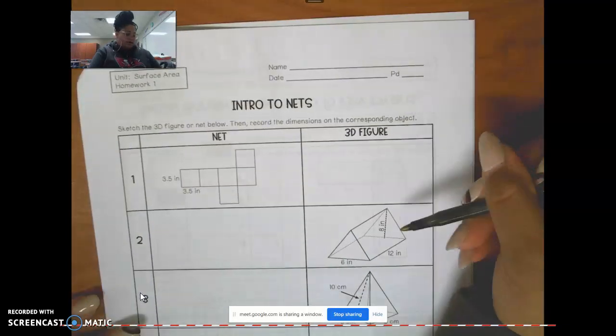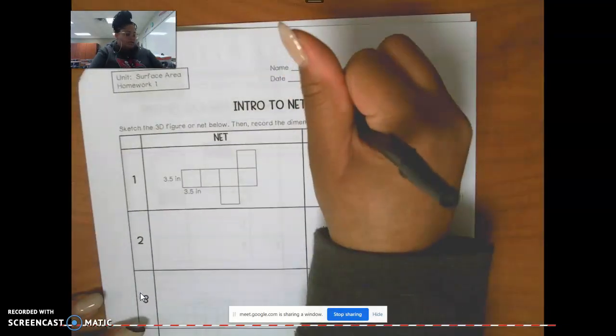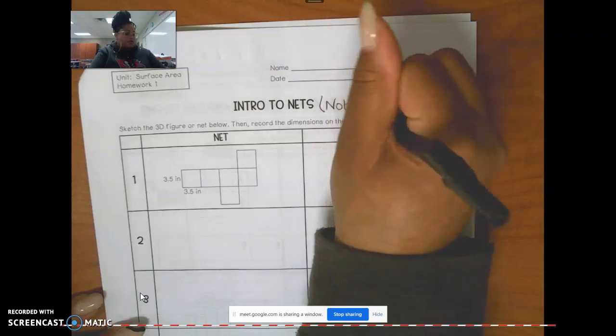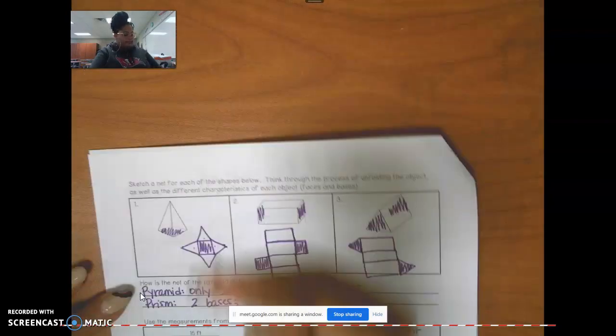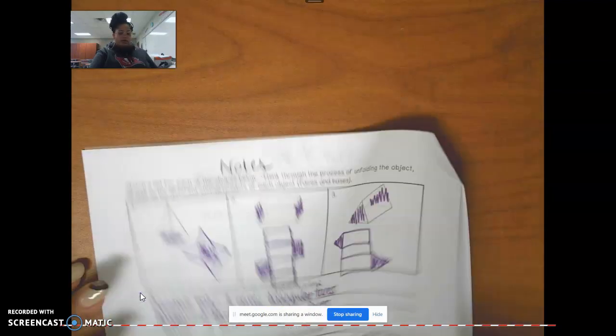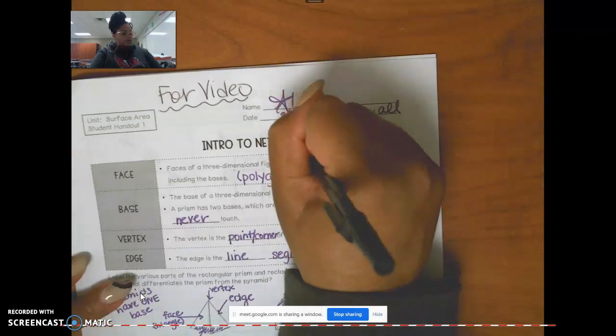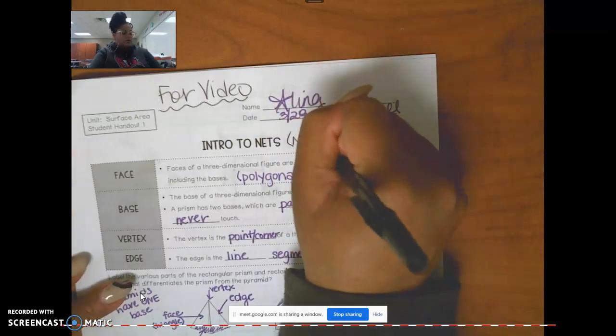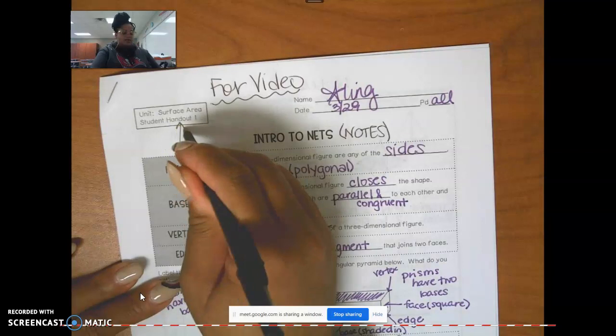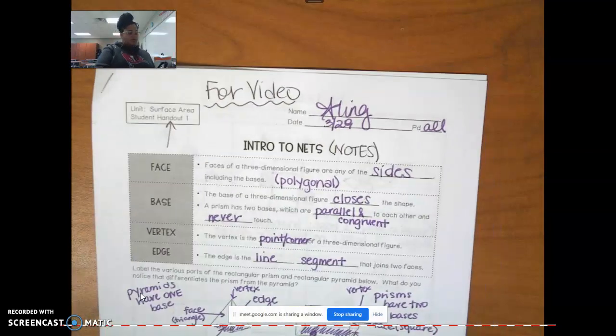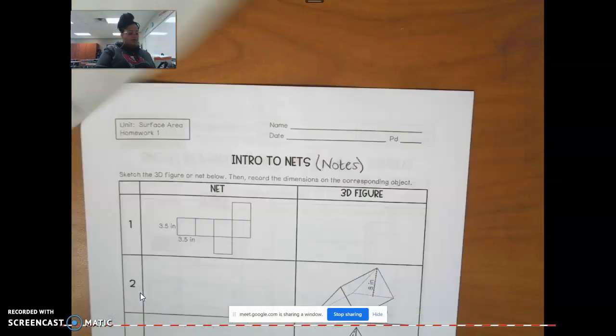The next part of this is notes. I should have labeled the other pages notes. These are notes, and the very first page is also notes. And I'll label what's homework. Actually, it should say homework at the top left corner on the pages that are going to be homework.